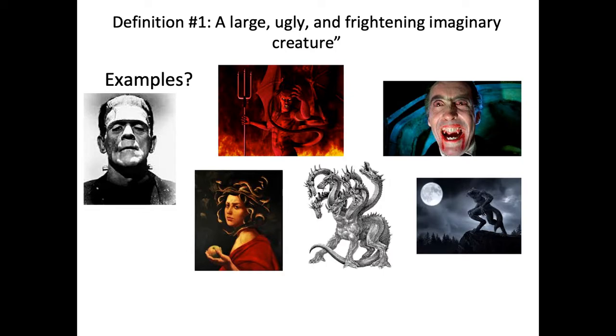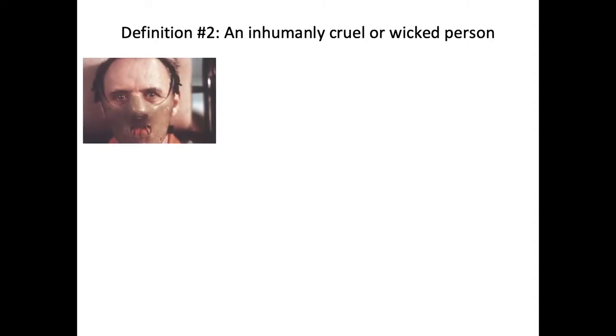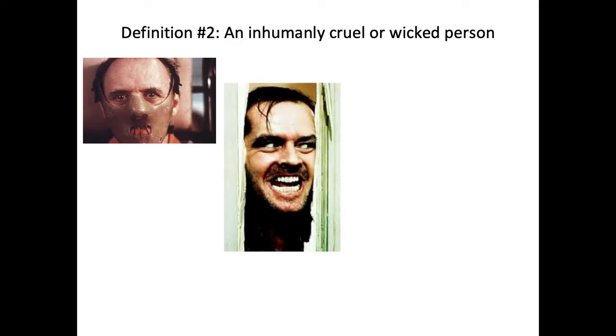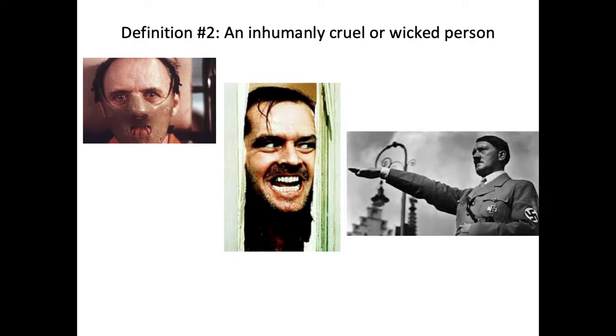The second definition, an inhumanly cruel or wicked person. So here again, it's very interesting because we're moving to the human side of monsters, okay? A person, a human being, but with a wicked and cruel mind, inhumanly cruel or wicked. So a person that is not human anymore, in a way. So here, of course, we have the traditional serial killers like Hannibal Lecter. We can think of psychopaths like Jack Nicholson in The Shining, but also mass murderers or dictators like Hitler.